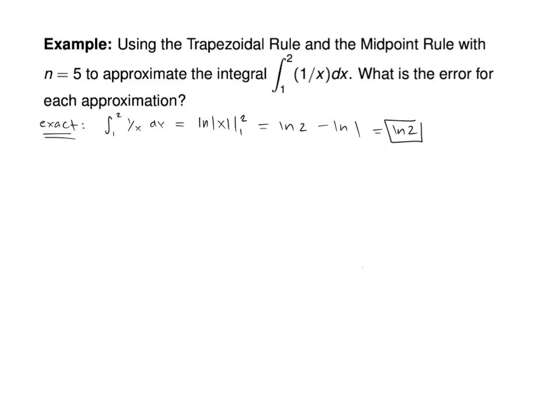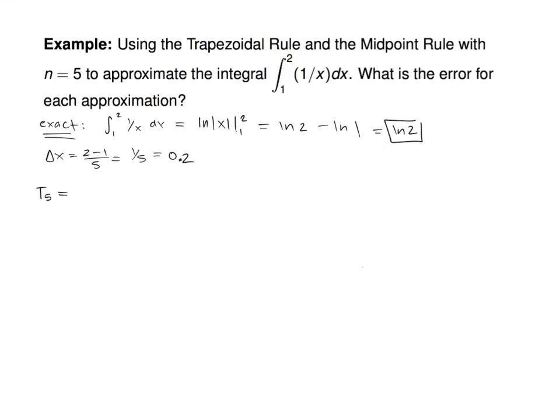So for both the trapezoid rule and the midpoint rule, we need to figure out what the width of each interval is, right? So delta x is 2 minus 1 over 5, which is 1/5, or as a decimal, because that might actually be easier in this case. What's 1/5 as a decimal? 0.2. So trapezoid rule with 5 pieces.